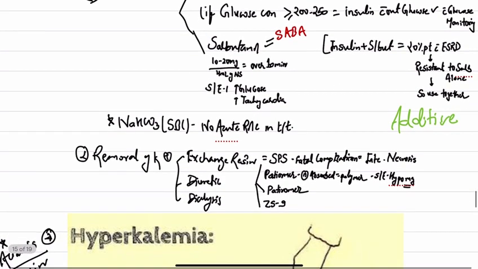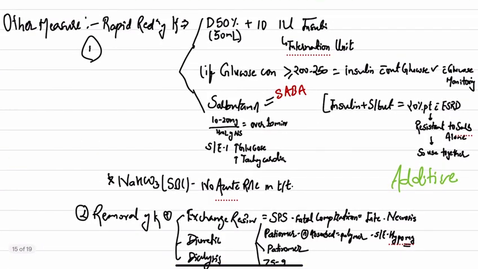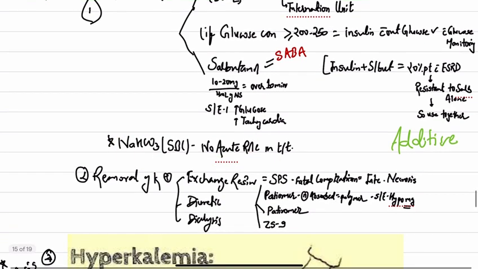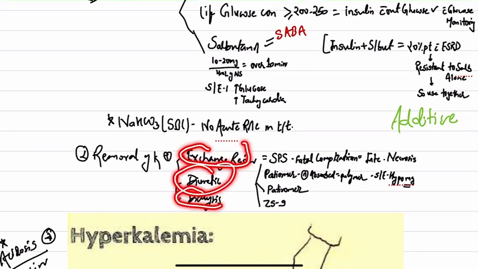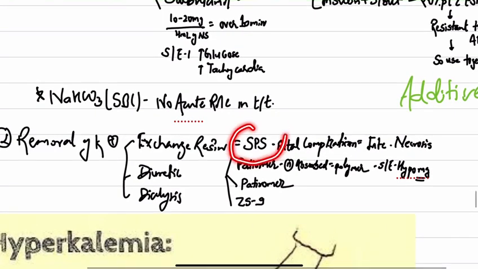The next measure for rapid reduction of potassium is soda bicarb. It has no acute role in treatment, as it will take 4 to 6 hours. The second approach is removal of potassium by cation resins, by using diuretics, and by using dialysis, which is the ultimate treatment. The famous cation resin is SPS, sodium polystyrene sulfate.